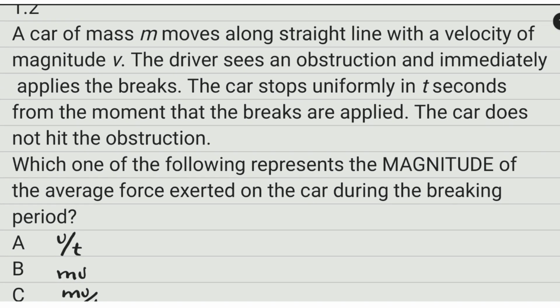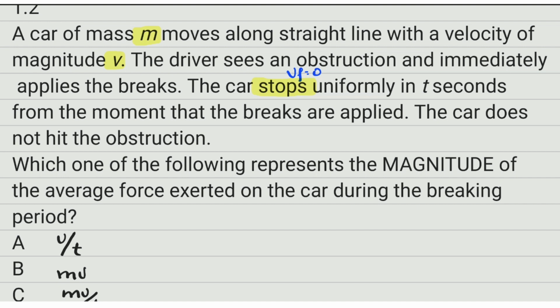So this is question 1.2. And question 1.2 says a car of mass m, going back to the same type of data where you don't have actual values, you have just letters, moves along a straight line with a velocity of magnitude v. So this is the initial speed of that car. The driver sees an obstruction and immediately applies the brake. The car stops uniformly in t seconds. So stops means that the final velocity, I'm going to write it here, the final velocity is going to be equal to 0.